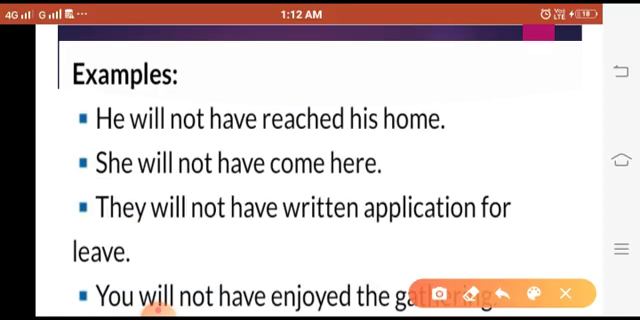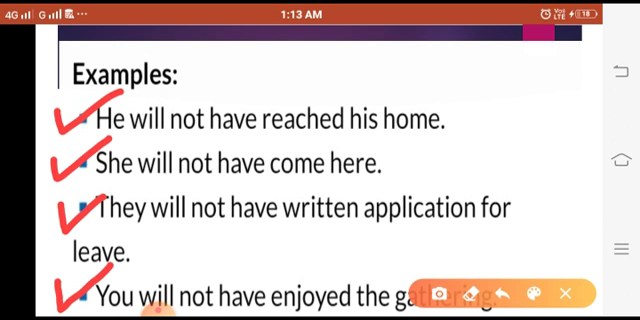Now a few examples are given here of negative sentences of future perfect tense following the sentence structure that we just discussed. First, he will not have reached his home. She will not have come here. They will not have written application for leave. You will not have enjoyed the gathering.